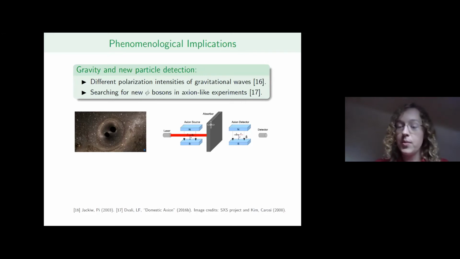One experiment which will become relevant in the near future is the shining light through walls experiment. In these experiments, you have a laser, so photons coming in, converting into axion-like particles in an external magnetic field. Then they pass through a wall and get back-converted into photons and can get detected. In our case, it would be the phi particles that could pass through the wall in those experiments.